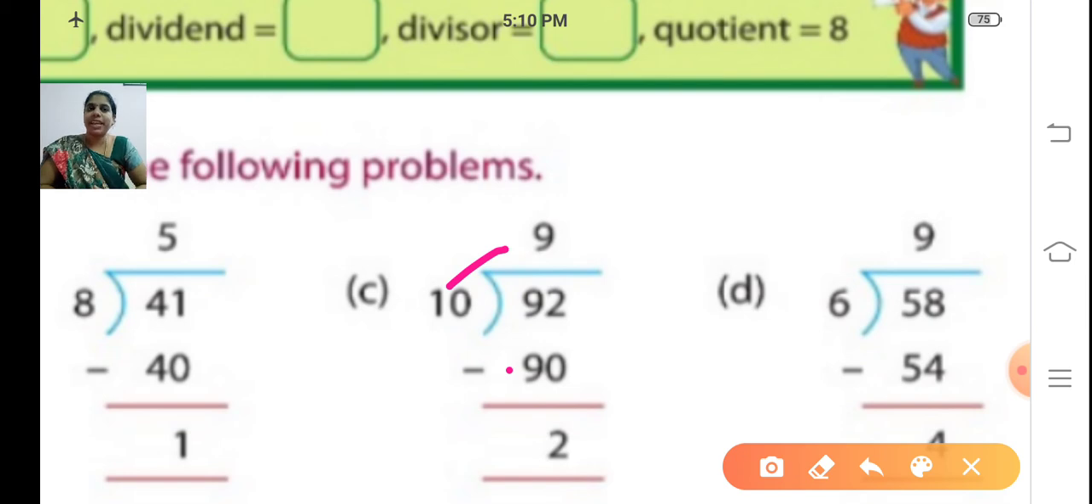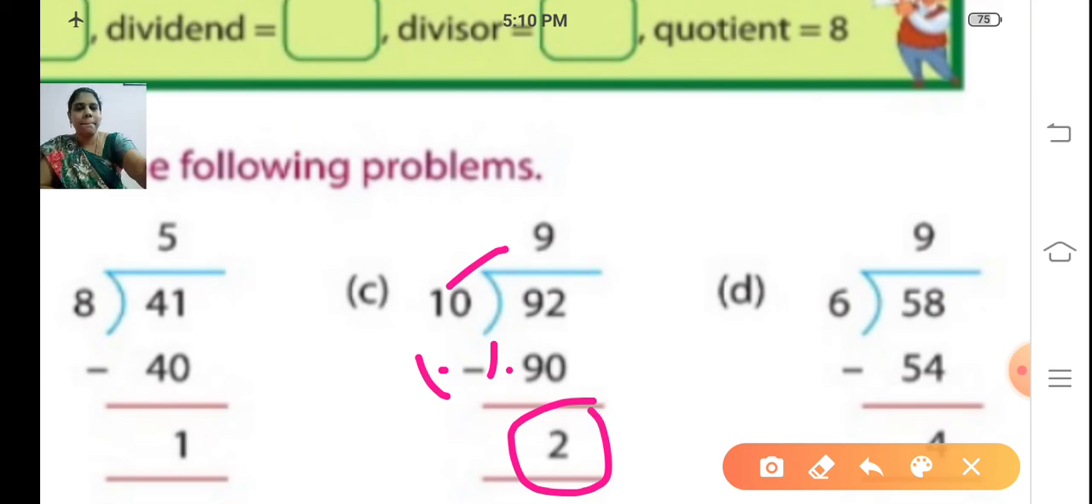So we take the number before, 10 9s are 90. 10 10s are 100, so we cannot take that. Then subtract: 2 minus 0 is 2. So which one is the remainder here? Yes, 2. Circle that. Very good.